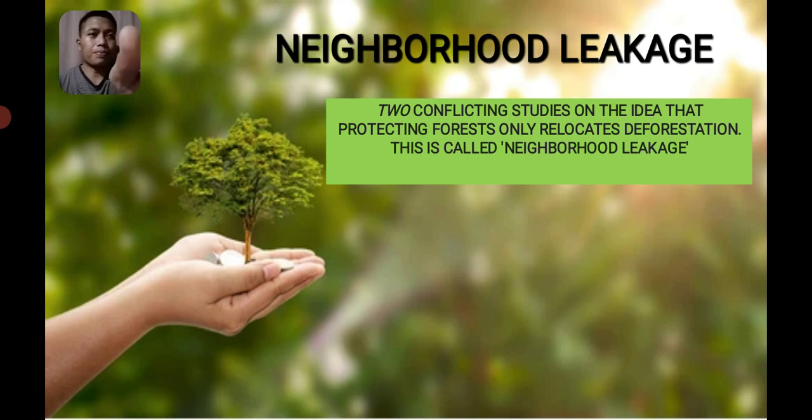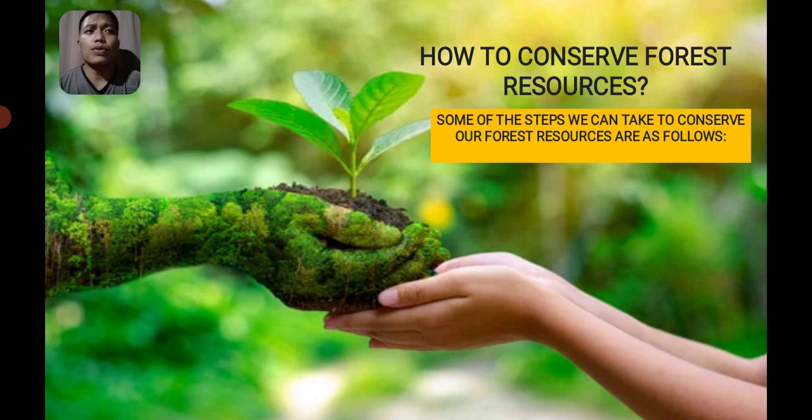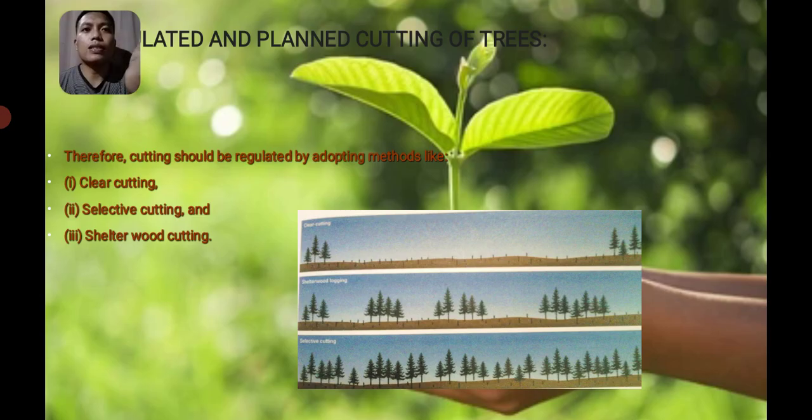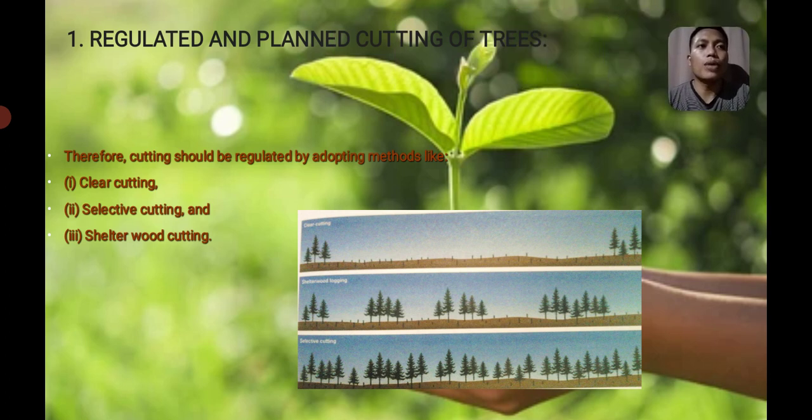So, how to conserve forest resources? There are some steps we can take to conserve our forest resources. Number one is the regulated and planned cutting of trees. Therefore, cutting should be regulated by adopting methods like, first, clear cutting.